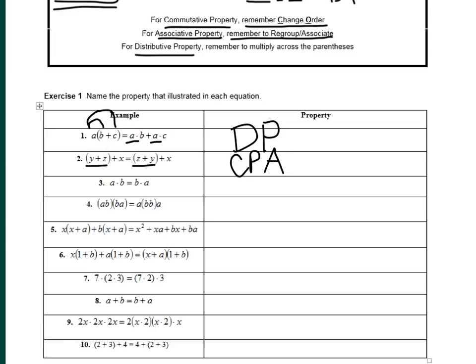In number 3, a times b became b times a. That's the commutative property of multiplication.